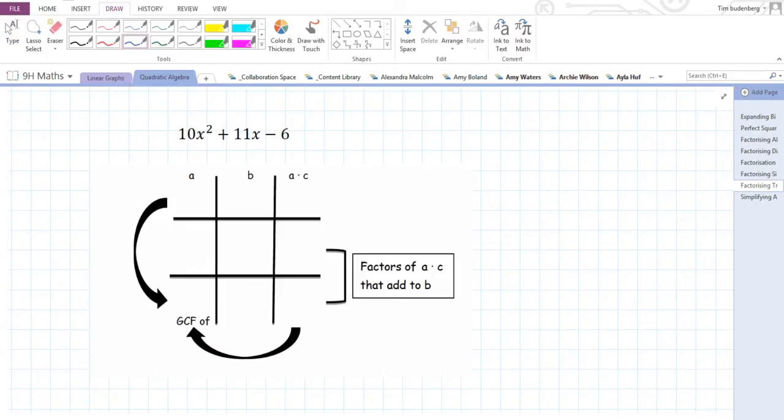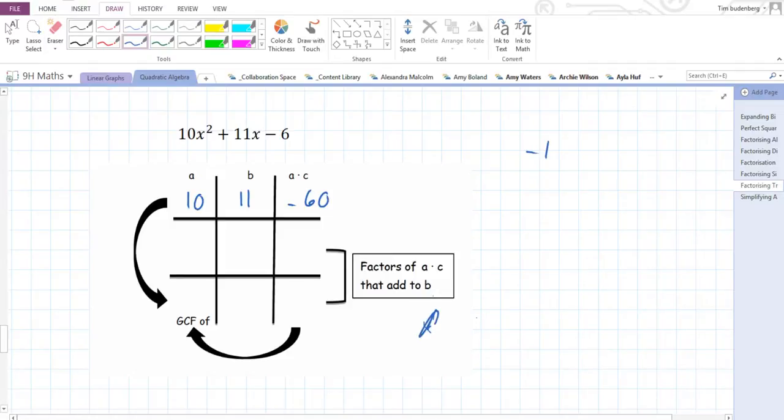All right, first step, A, B, A, C. 10, 11, negative 60. Now, we're looking for things that multiply to negative 60, but add to positive 11. So lots of things multiply to negative 60. So negative 6 and 10, negative 10 and 6. Neither of those add to 11.